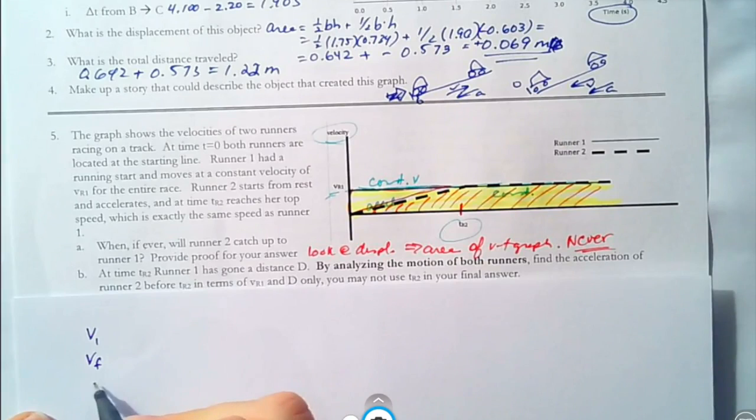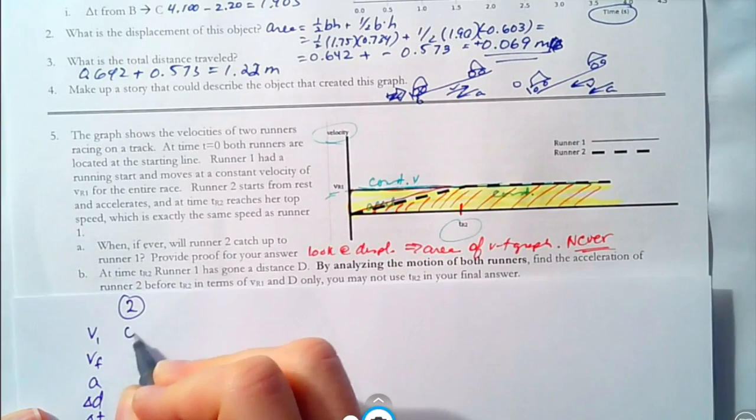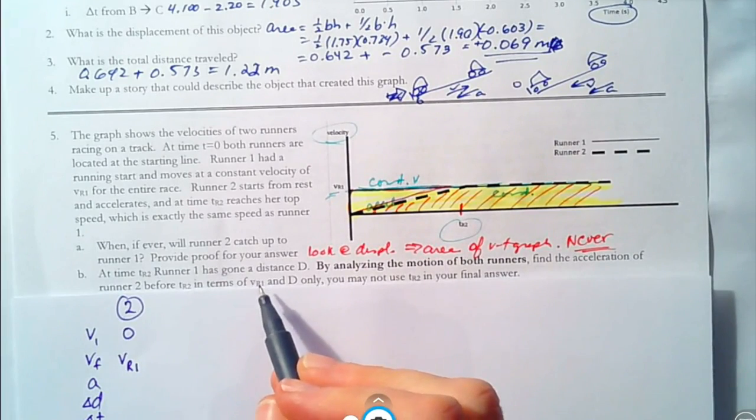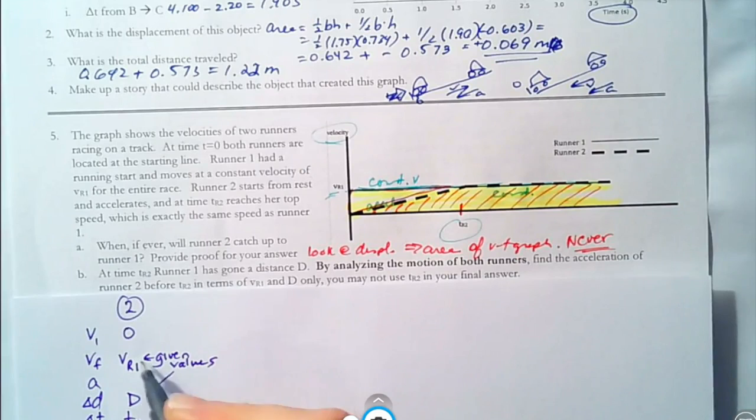Let's make our normal chart to try to figure out some of the stuff we know. This is for runner 2. So runner 2 has initial velocity of 0 and a VR1 is a given. When they tell you to express something, you have to get it into your head that this is an actual given value, okay? We also know that at the time TR2, you have covered distance d. So these are given values, and this is what we want to know.